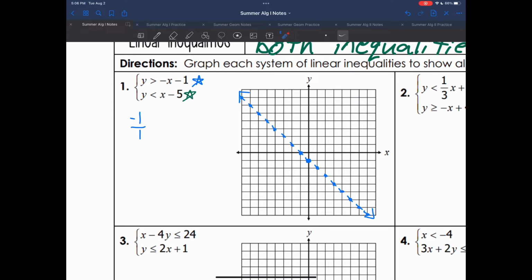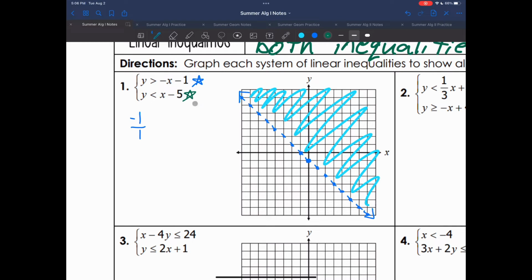Now we don't know what that region is just yet until we graph the other line. So for now, just to give y'all a visual, I am going to shade this side. So I know as of right now, this whole side is shaded because of the greater than sign. So it's above our line.